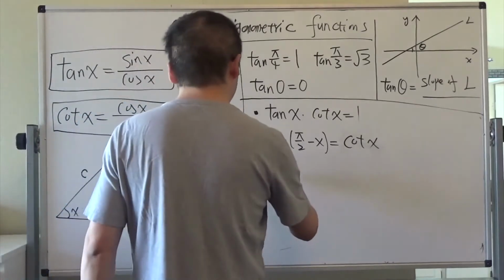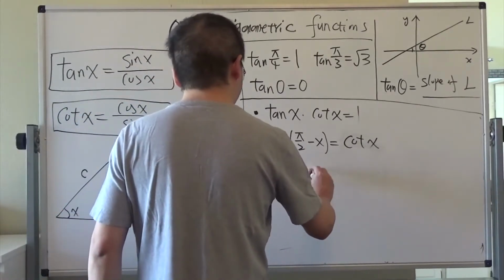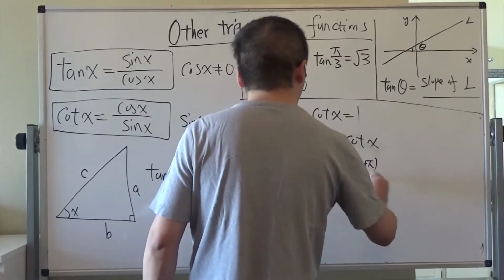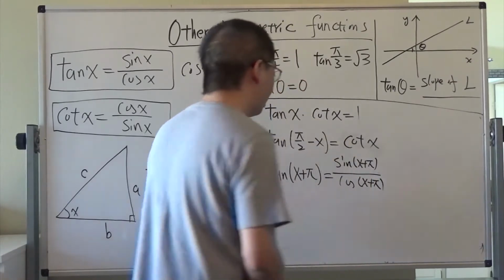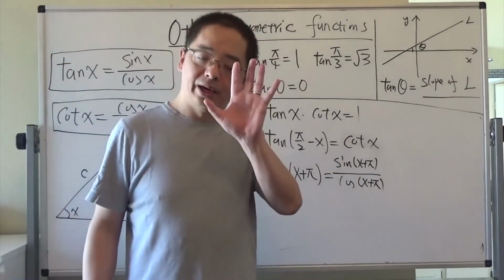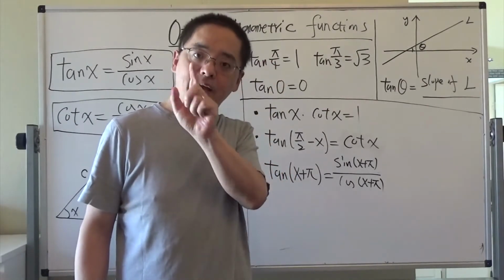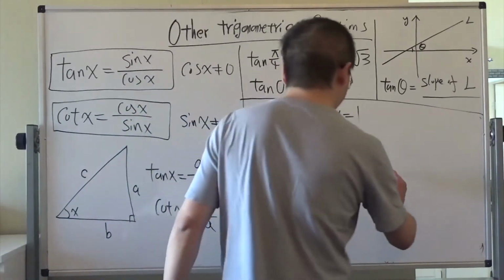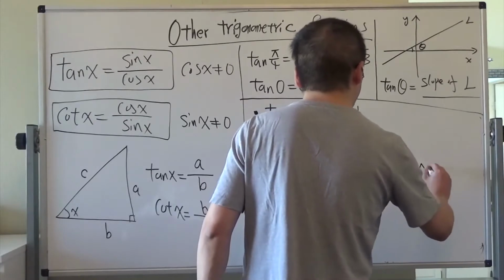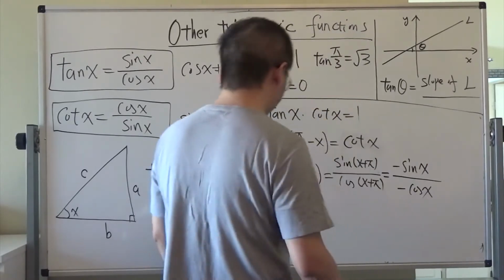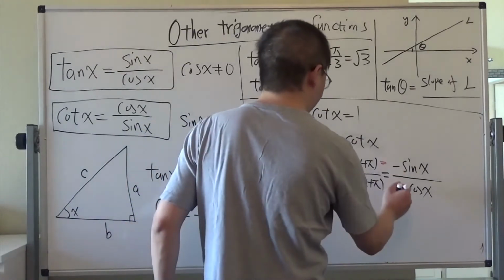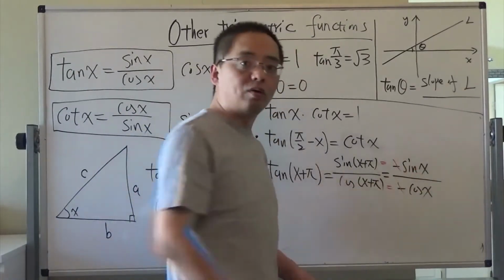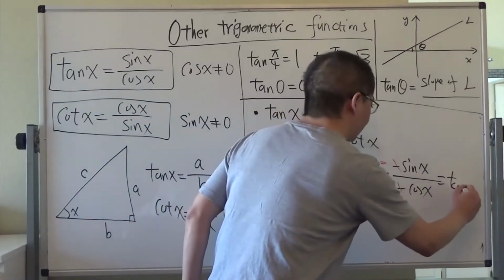Let's verify that. So I have tangent of x plus pi equals sine of x plus pi over cosine of x plus pi. Now we recall, for sine and cosine, if I add pi, sine of x plus pi equals negative sine x, cosine of x plus pi is negative cosine x. So this equals negative sine x over negative cosine x. Now the negatives cancel with each other. We still get sine x over cosine x, that is tangent x.